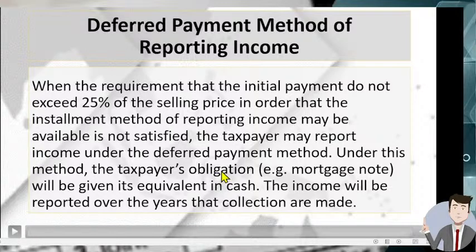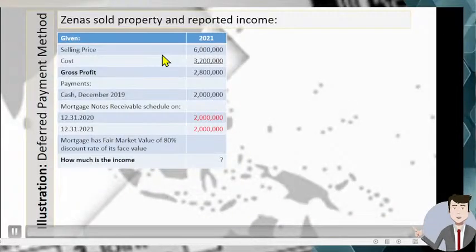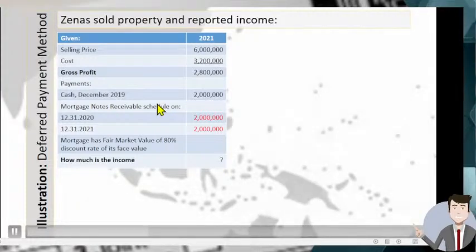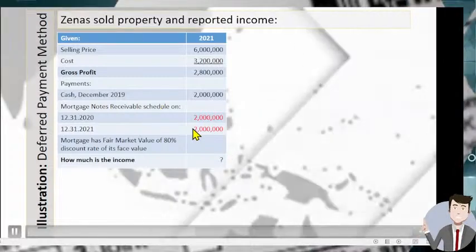So Zena sold property and reported income as follows. We have a selling price of 6 million, then we have a cost of 3,200,000. So the difference obviously is your gross profit. The payment made is a cash payment in December 2019, that's 2 million. Then the mortgage notes receivable schedule: December 31, 2020, December 31, 2021. Okay? So the mortgage has a fair market value of 80%, discount rate at its face value.